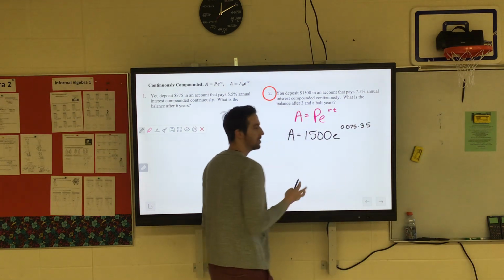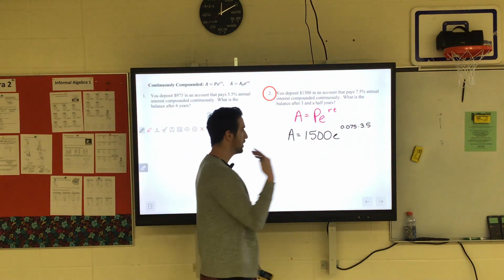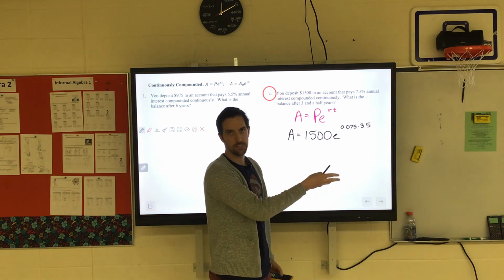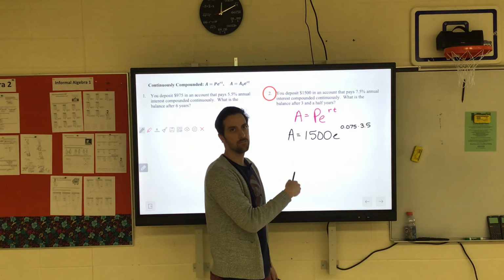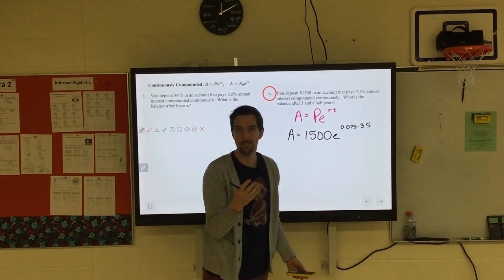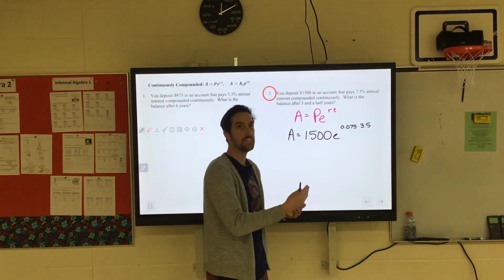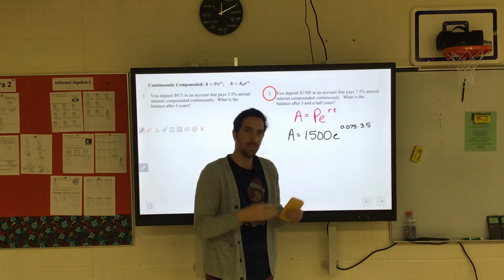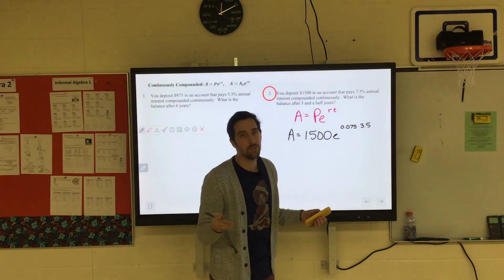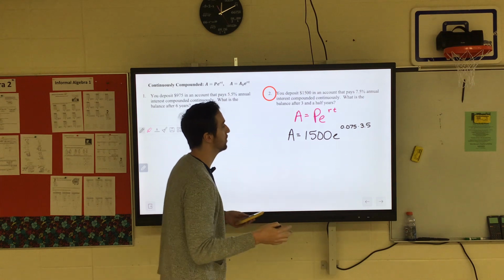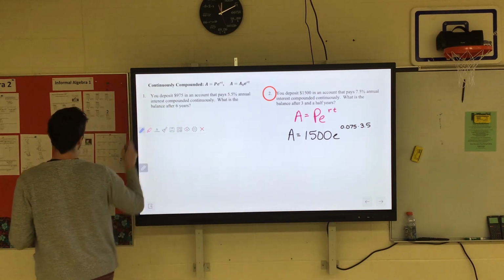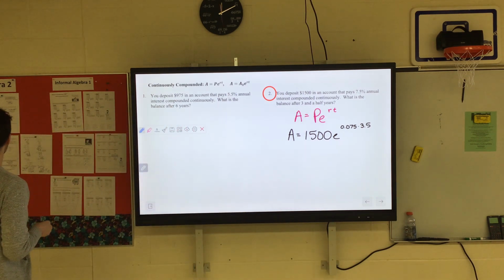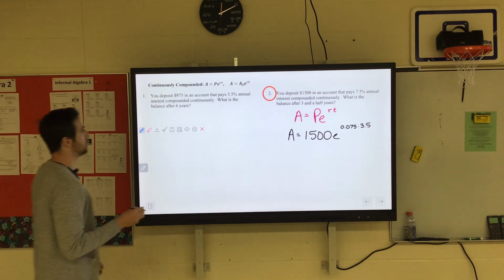Now, you can do this in steps if you want. Most calculators can do this as it is. You just type in 1,500 E to the power of 0.075 times 3.5. You could round to the nearest whole number if I don't specify. I'm going to round to the nearest dollars and cents, which I have over here: 1950.26.